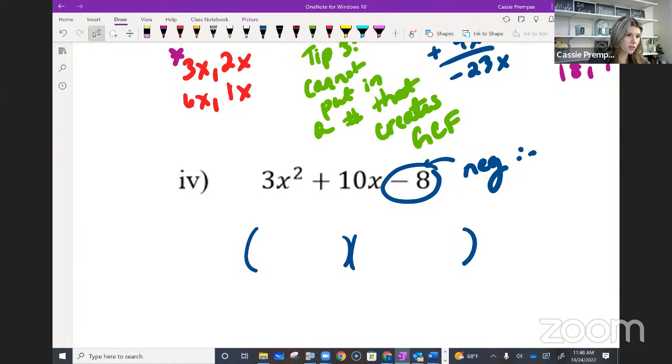If you need to go to the front, that's totally fine. Don't lose these notes because they'll help you with the homework after the quiz.